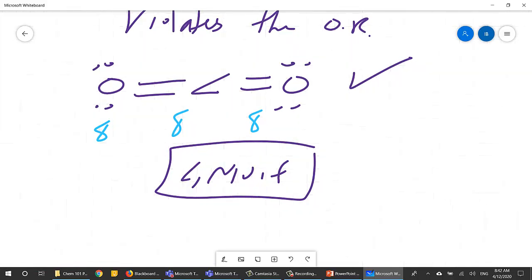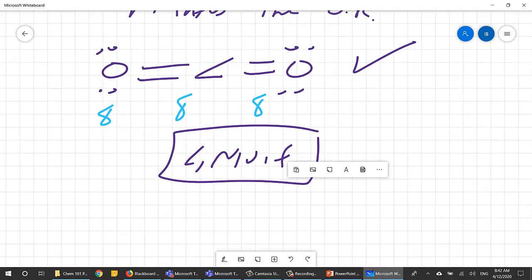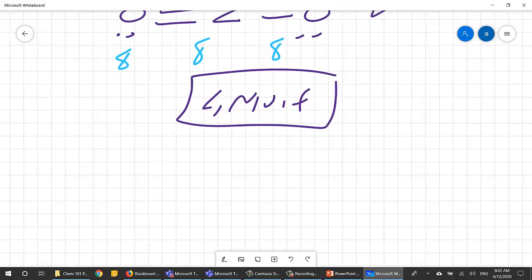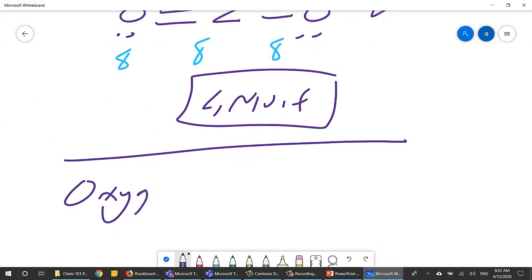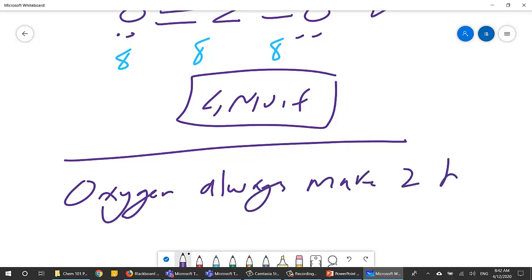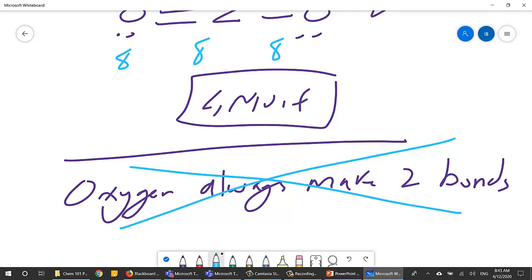General rule: carbon makes 4 bonds. Oxygen usually makes 2 bonds, but please don't make the mistake of saying that oxygen always makes 2 bonds. I hear people saying that. This is not a rule, okay? That's not correct. You will have compounds with oxygen making a single bond or triple bond. So that's the general rule.